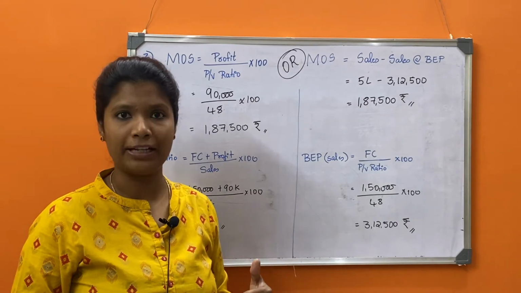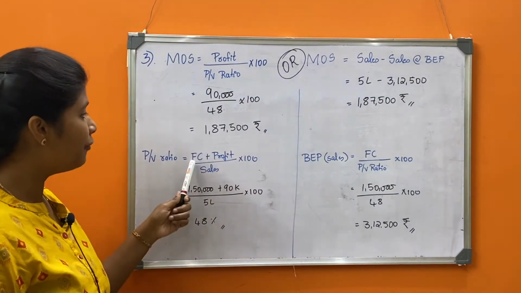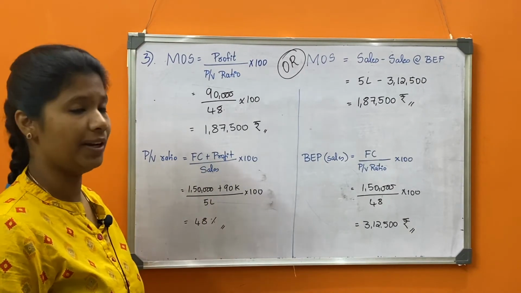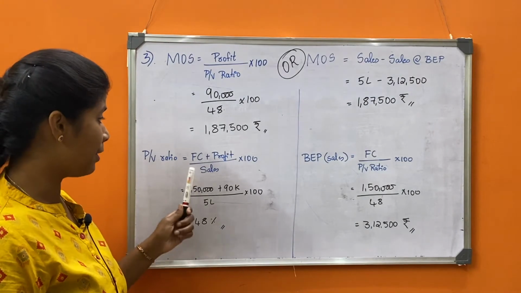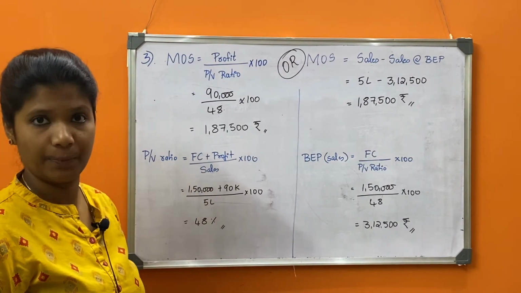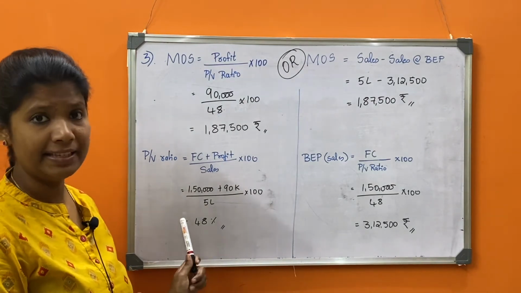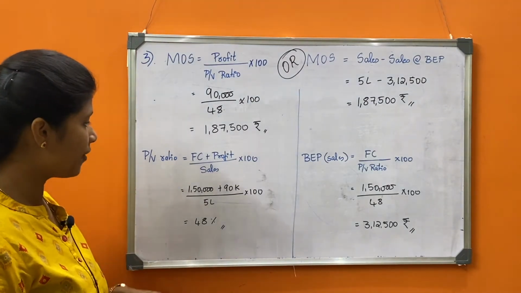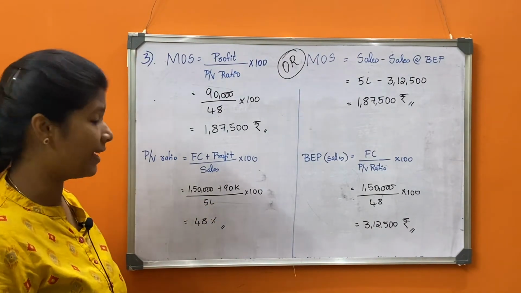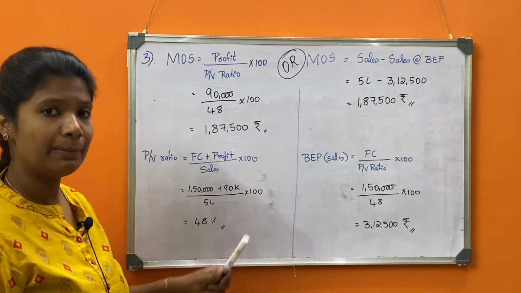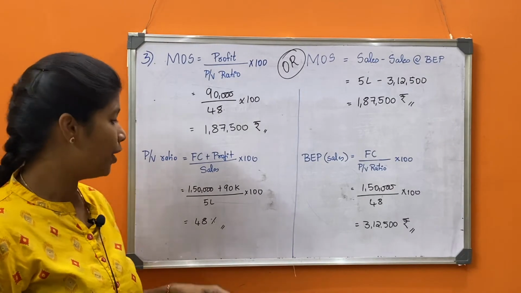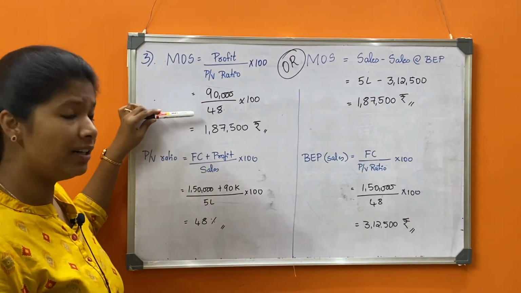So we need to find out PV ratio. What's the formula? Fixed cost plus profit divided by sales into 100. Okay, so the question gives us details about fixed cost and also about sales and profit. So that's why I opted for this formula. What is the fixed cost given? 1,50,000. Profit 90,000 divided by sales 5 lakh. Multiplied by 100, I get an answer of 48%.